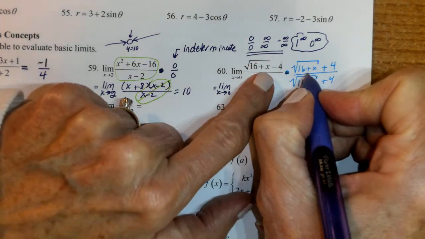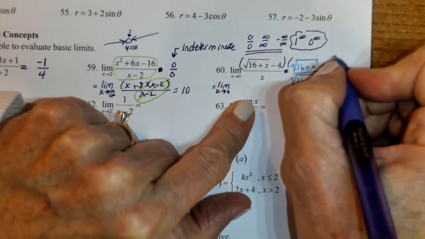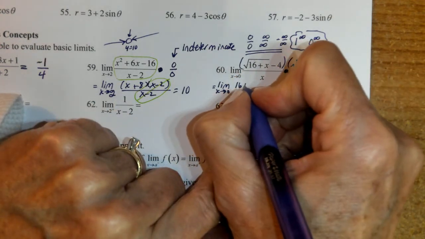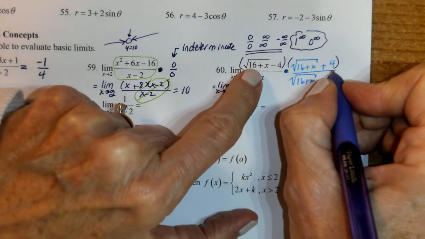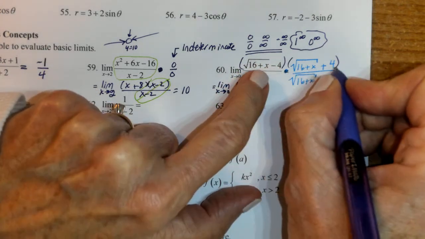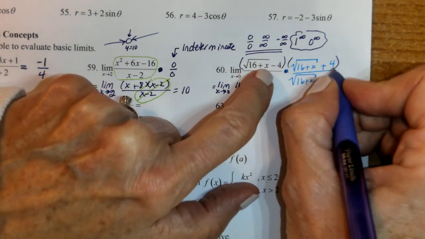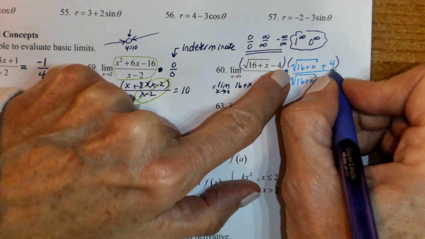So FOIL this out. I'm foiling the top. So the square root times the square root is just what's inside. The middle term here will zero out, which is the entire purpose of multiplying by a conjugate, so that this middle term will zero out. And then we'll have minus 16.